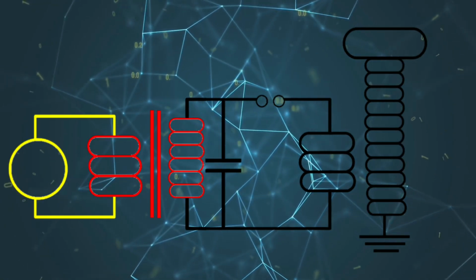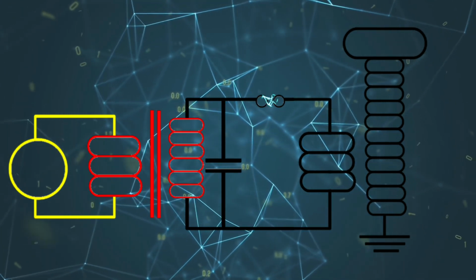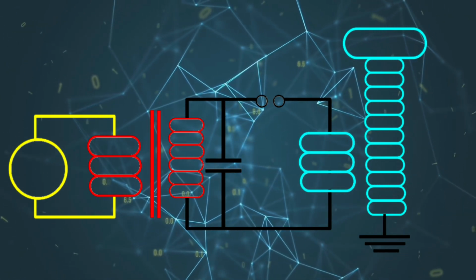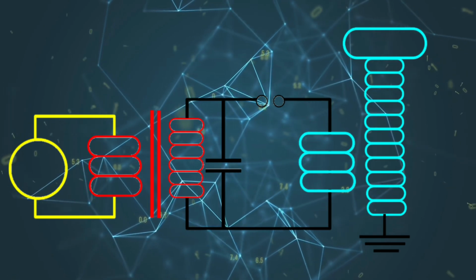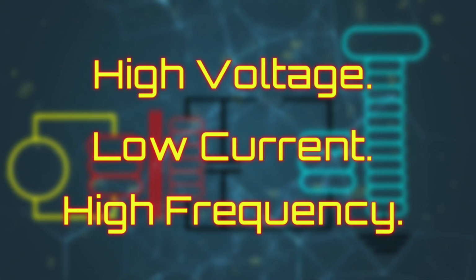The step-up transformer increases the voltage of the input current. That charges the capacitor, which shorts a spark gap that generates a magnetic field of super high frequency in the primary coil. Due to electromagnetic induction in the secondary coil, electricity of super high voltage, low current and high frequency is generated.